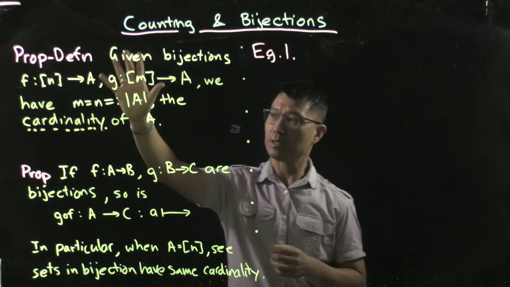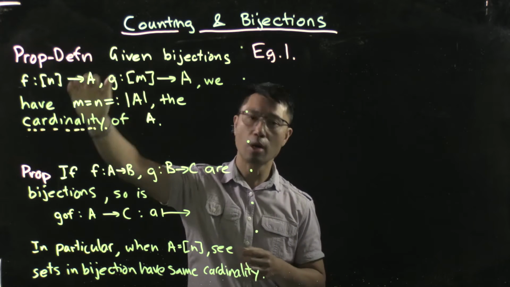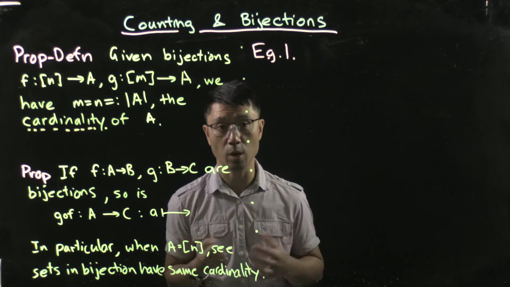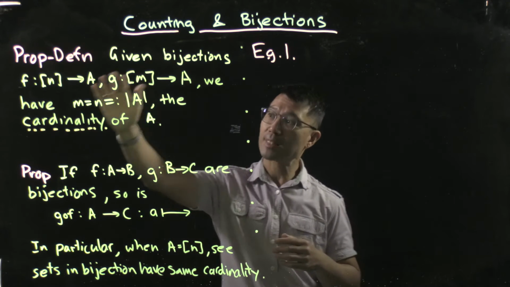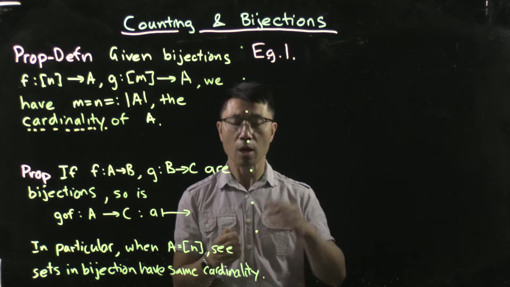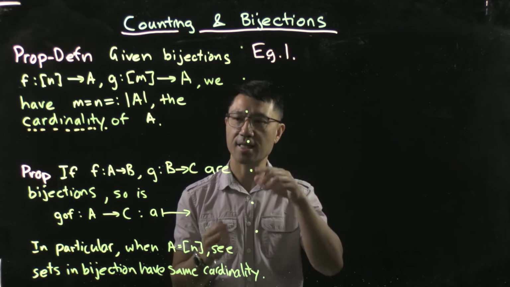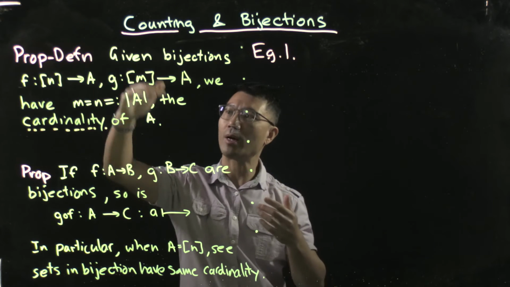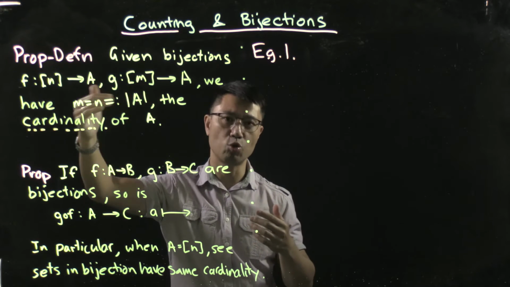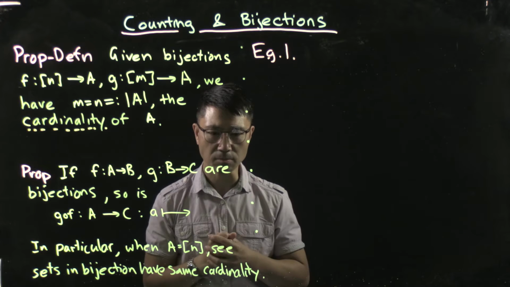But that's the definition, and it relies on a proposition that you have to prove to make sure it's well defined. And basically, what it's trying to say is that it doesn't matter what order you count the objects, you're always going to get the same number. And the mathematical way of stating this precisely is through this proposition here.